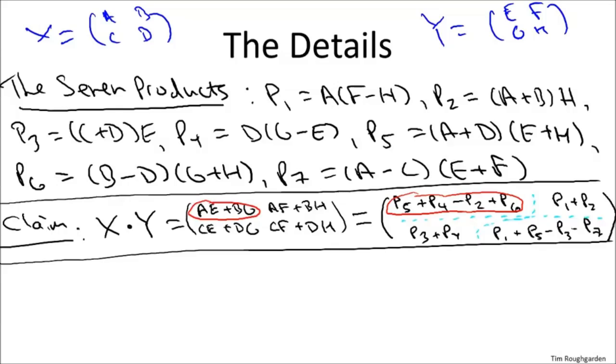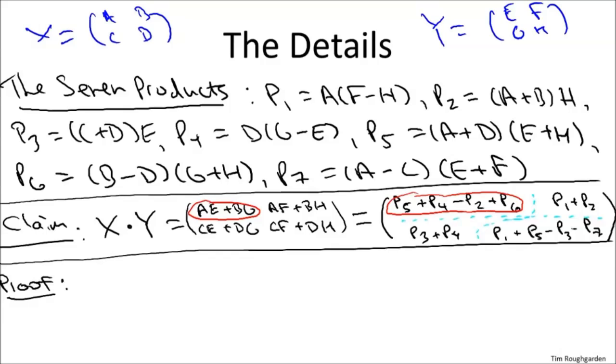So let me, just so you believe me, because I don't know why you would believe me unless I actually showed you some of this derivation, let's just look at the proof of one of the cases of the upper left corner. So that is, let's just expand out this crazy expression, P5 plus P4 minus P2 plus P6.